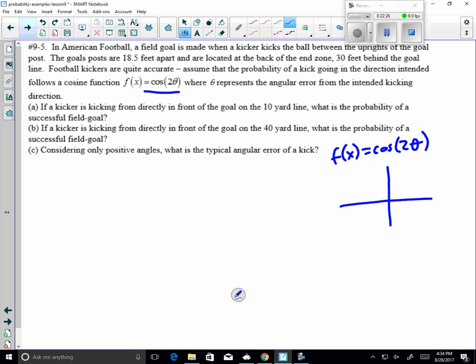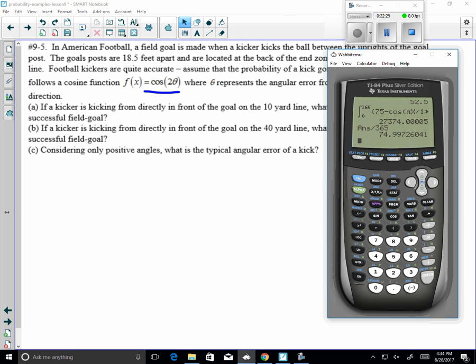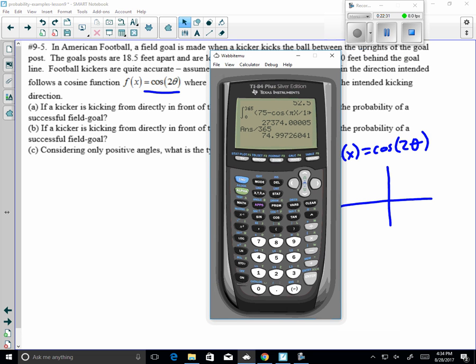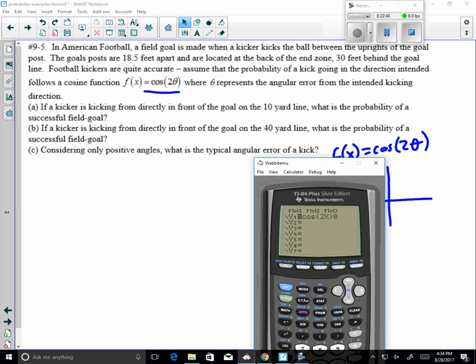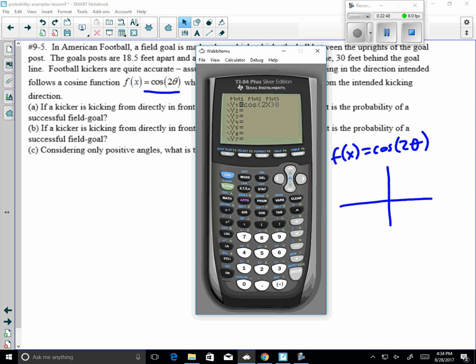Well, if you plot that, actually, let's try that. Let's take some values here. I'm going to go to y equals, and I'm going to put cosine of 2 times the variable there. Actually, we're in radian mode. This one said this is intended kicking direction, so we could decide, should we do degrees or should we do radians? I'm going to break out of the pattern here. Let's do degrees for this, because I think it's easier for physical problems to think in terms of degrees. So I'm going to go to degrees here for the problem.